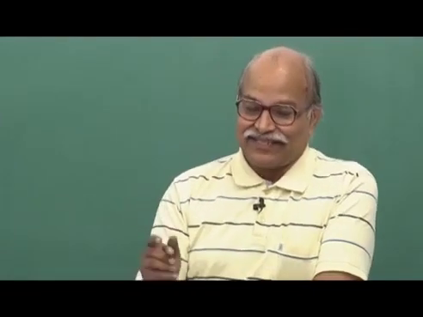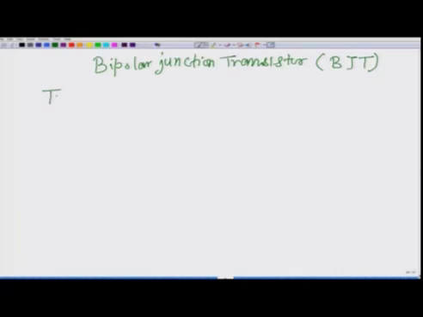The transistor comes from a combination of transfer and resistance. If you write transfer first and then write resistor, and take trans from here and istor from here, you can make this word transistor. I do not know whether the word transistor had been coined using this, but it does tell the application what kind of circuit it provides.